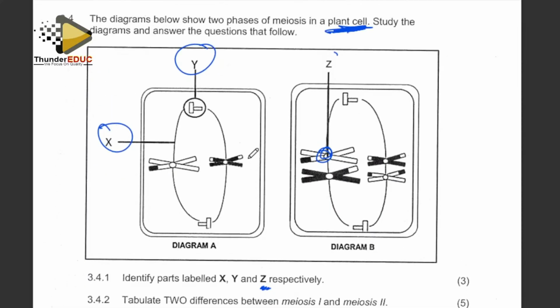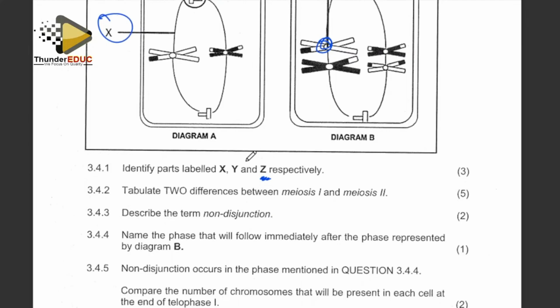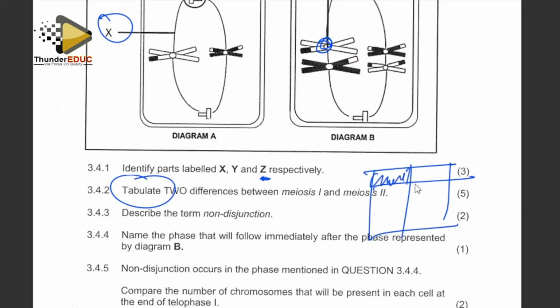Tabulate 2 differences between meiosis 1 and meiosis 2. Draw a table. The table must be complete. Put meiosis 1 here, put meiosis 2 here. You get a mark. Then you tell us what happens in prophase 1. Prophase 1, meiosis 1, meaning crossing over. The other side, no crossing over. Metaphase 1, chromosomes arrange themselves in pairs, while on the other side, chromosomes arrange themselves singly.